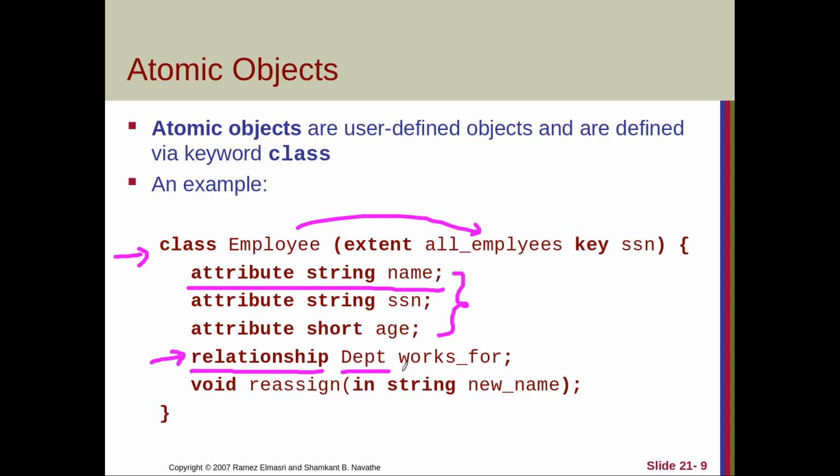Now what is the relationship? The relationship is works for. So relationship with whom, and what relationship? That is the representation of the relationship. So employee works for department. This particular class employee, or an object belonging to employee, works for another class, maybe some department. We need to specify that relationship also while defining a class.